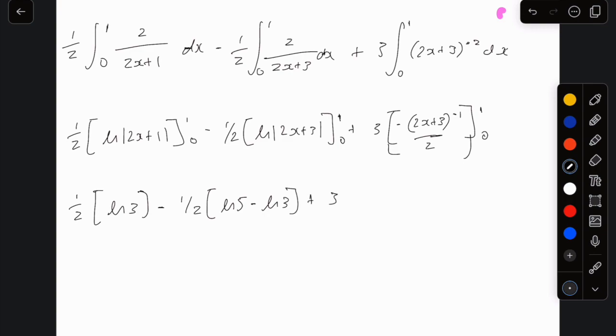plus 3 of what? Well, we could say 3 over 2 here first. And what's that going to equal? It's going to equal negative a fifth. Okay. It's going to equal. Let me see. Negative a fifth, okay, plus a third here. Okay.